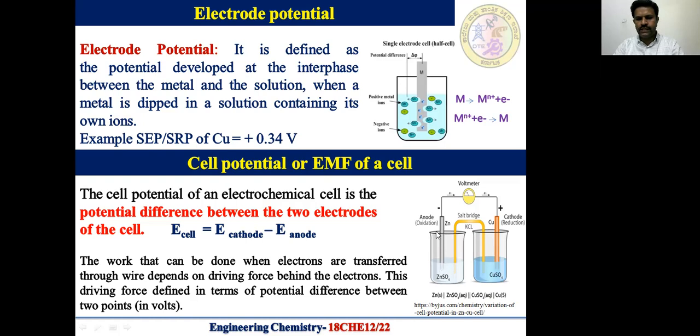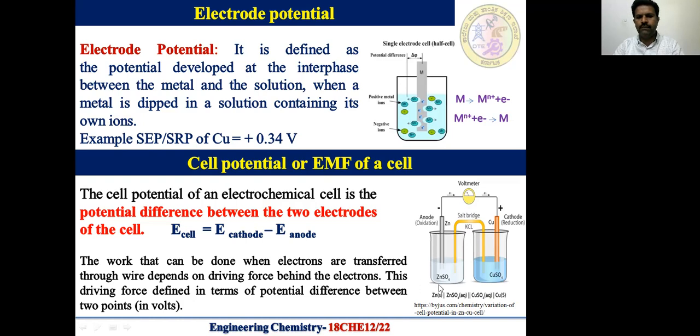So once that circuit is completed, then the movement of electrons takes place and produces voltage. So that is called work done by the cell. The production of voltage we can consider as work done by the cell.